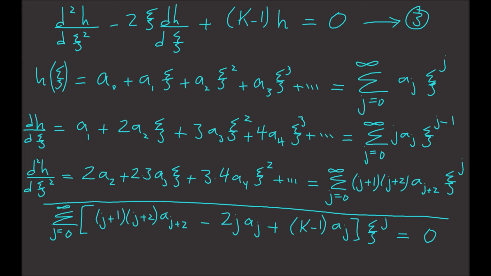solve for this, okay? So now, due to the uniqueness of power series expansion, we get j plus 1 times j plus 2 times a sub j plus 2 minus 2 times j a sub j plus k minus 1 a sub j equal to 0.